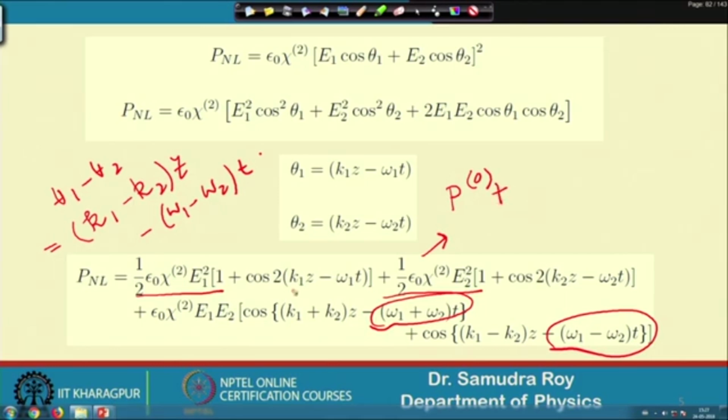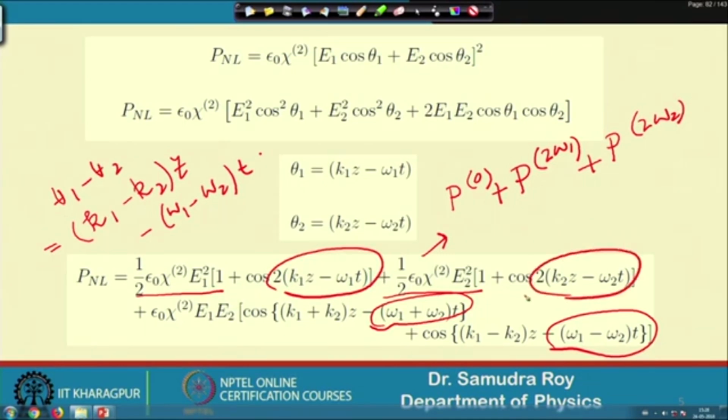Then another term which has a frequency component of 2 omega 1, and another frequency component we have, which is 2 omega 2, because here the frequency component is 2 omega 1, here the frequency component is 2 omega 2. Apart from that, another two terms we are having: omega 1 plus omega 2 and omega 1 minus omega 2. Assuming that omega 1 is greater than omega 2, I can write it this way.